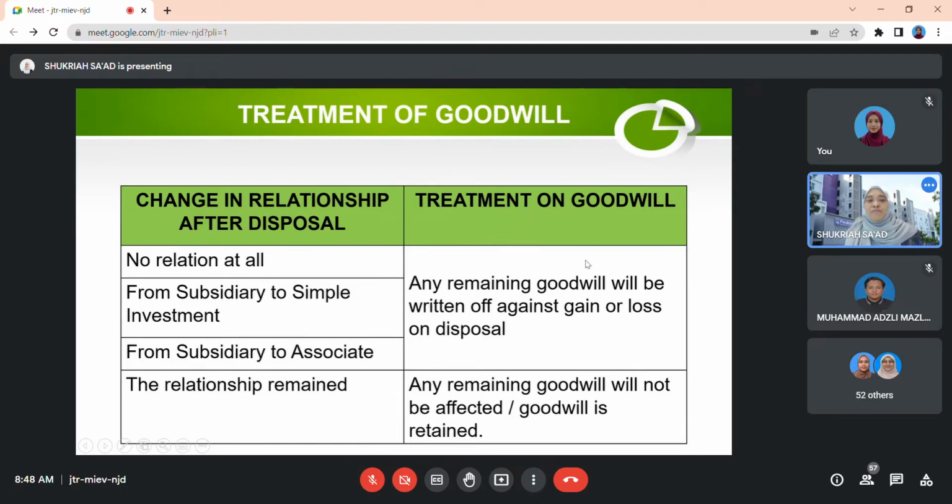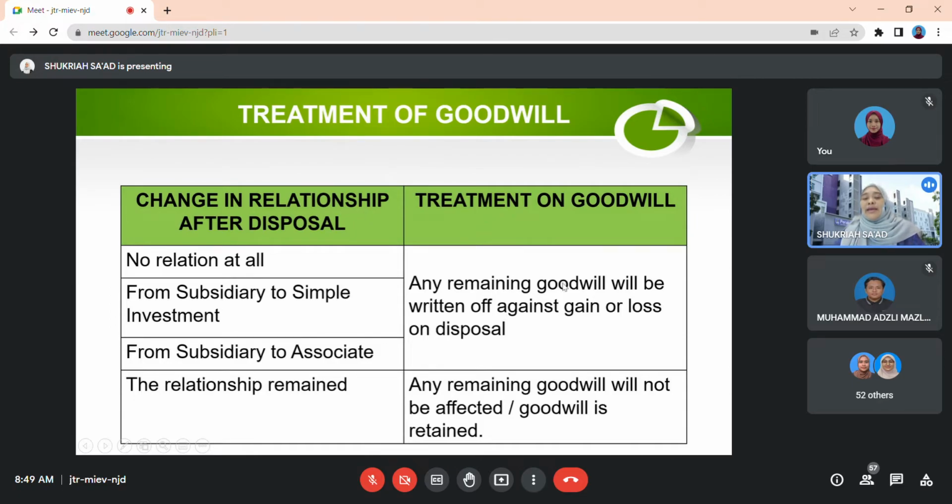Okay, now let's look at the treatment of any changes in relationship after disposal. If there is a change in relationship after disposal, there are 3 here. Remember, the final only covers 2: subsidiary to subsidiary, associate to subsidiary, or subsidiary to associate. So this one is just for your information. For the final exam or test, we only cover subsidiary to associate and also subsidiary to subsidiary. The relationship remains, meaning subsidiary to subsidiary, or subsidiary 1 becomes subsidiary 2.